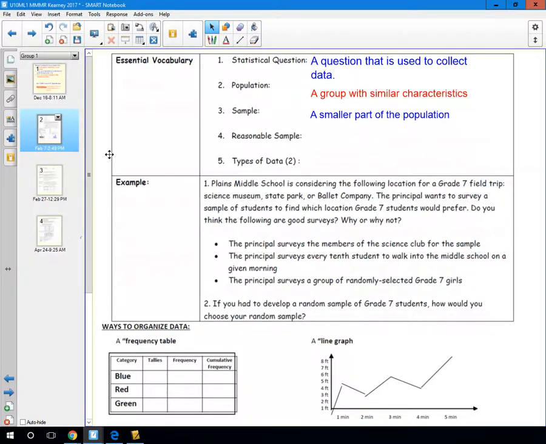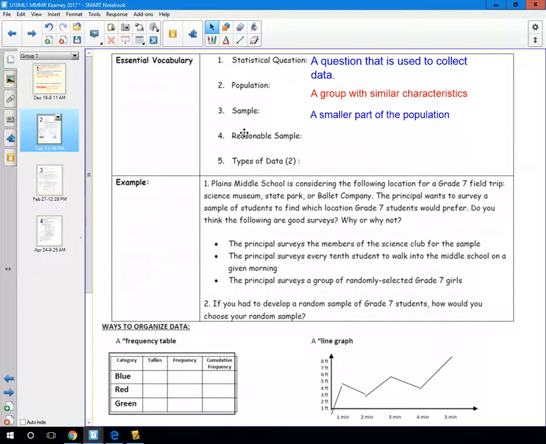When you decide that you want to ask a statistical question, you need to figure out who your population is, who's going to be the sample from that population, and then make sure your sample is reasonable. For example, if I wanted to find out where the 7th graders wanted to go on a field trip, would it be very fair if I only asked the girls? Probably not, because the girls might want to go somewhere different than the boys. Would it be fair if I asked just the kids in my math club? No, because they may not like the same things that other people like.